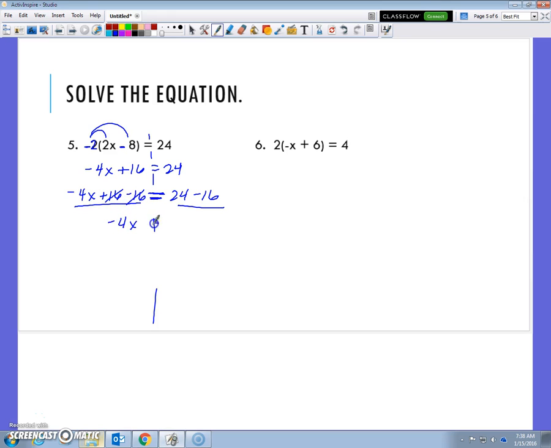Negative 4x equals 8. And I continue on with my division, because it has to be division since this is held together with multiplication. x equals negative 2. And there's my solution.